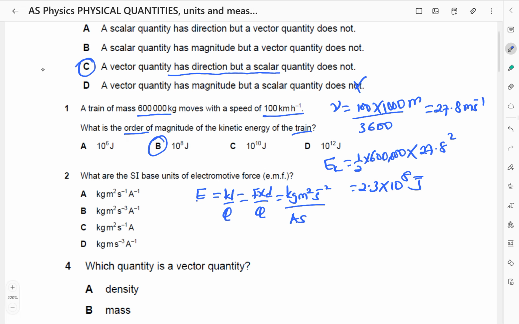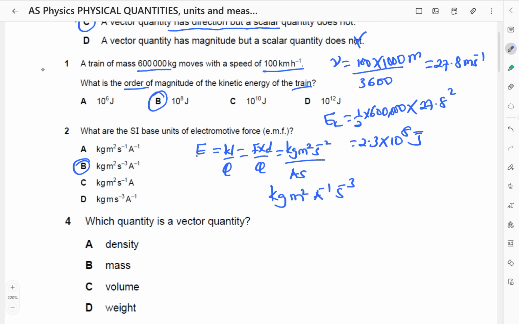So our unit will therefore be kilogram meters squared per ampere, and then the S power 1 goes up and becomes S power -3. Is it power -3? Let me check it again. Kilogram meters squared, S power -3, yes. So our answer is going to be B: kilogram meter squared per ampere per second power -3.